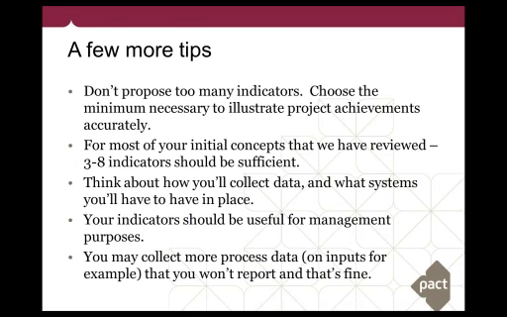Okay. Just a few more tips, especially about what you want to put in your proposal. Don't propose too many indicators. You just want to find the right indicators to measure your project. So 3 to 8 indicators in your proposal should be fine. Think about how you're going to collect the data and what systems you'll have in place, because again, you want your indicators to be measurable. You also want them to be useful for management purposes. So they should be indicators that you look at and you think, I know how I would use the results of these data once I get them.